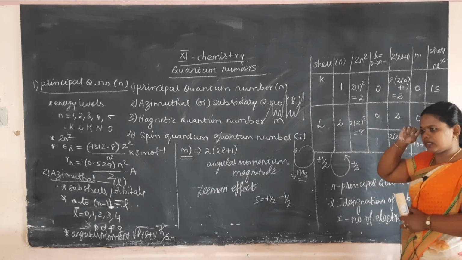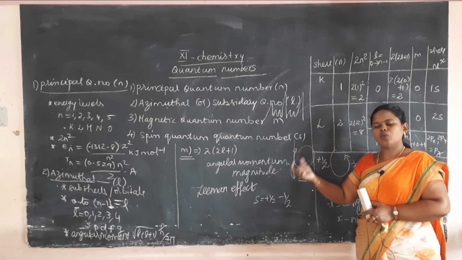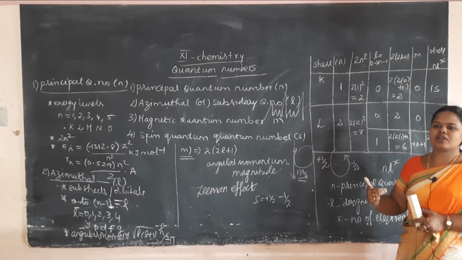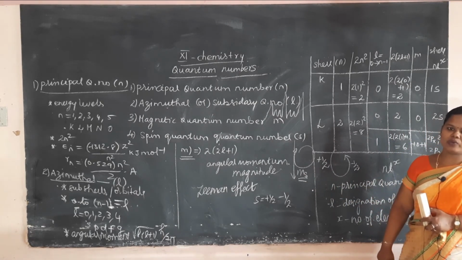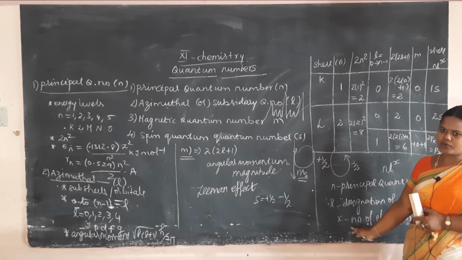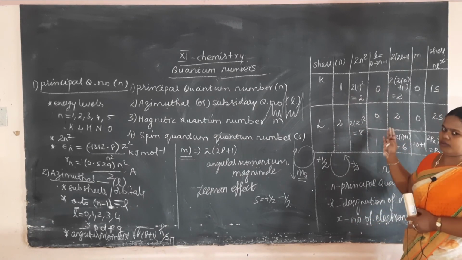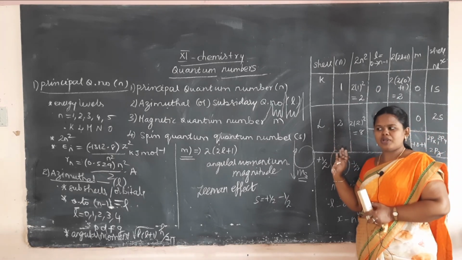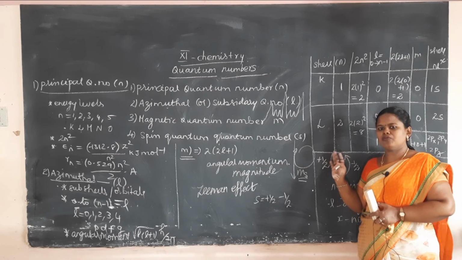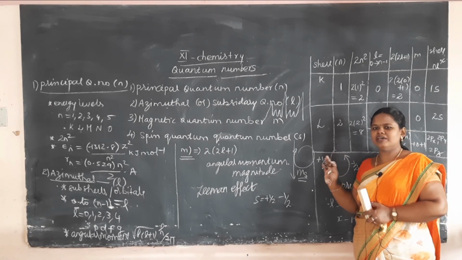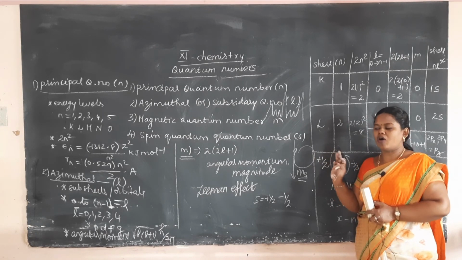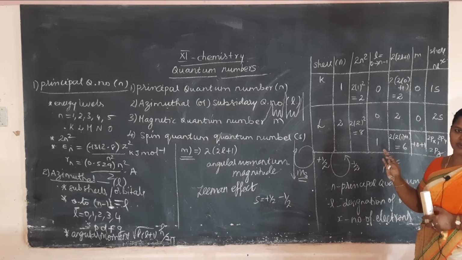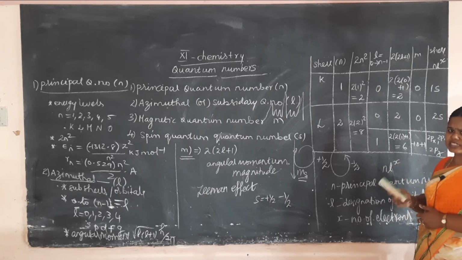For example, this spin quantum number has 2 values, plus half and minus half. When it revolves in the clockwise direction, plus half, anti-clockwise direction, minus half. So this is how you have to explain. You do this table also. You copy the table in your assignment note. So for your assignment, you learn and write the 4 types of quantum numbers. Explain the 4 types of quantum numbers and copy the table in the note. Understand and copy. If you have any doubt, you can ask.